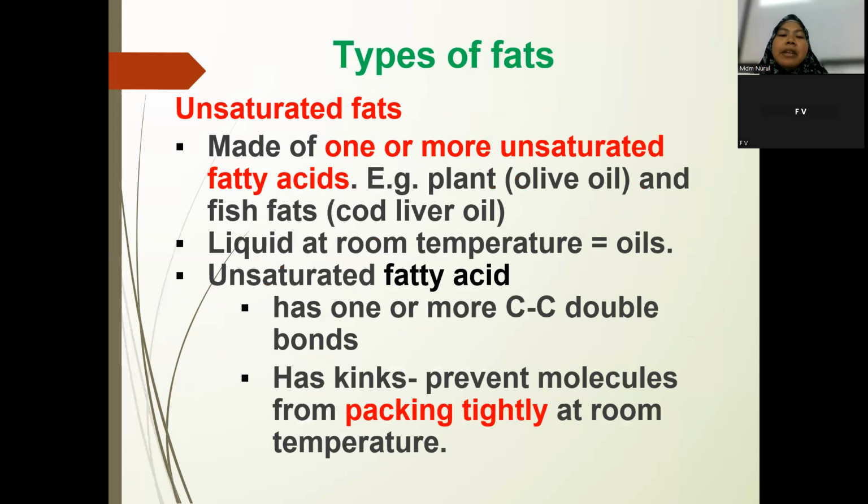Unsaturated fat. Okay. Unsaturated fat. Lemak tidak tepu. So, lemak tak tepu is made of one or more unsaturated fatty acid. Remember fatty acid ada berapa tadi? Ada 3. Mungkin antara 3 ni ada 1 atau ada 2 fatty acid yang unsaturated. Apa maksud unsaturated? Tak tepu. Apa maksud tak tepu kat sini? Unsaturated fat means 1 and 2. Apa maksud tak tepu tu ialah ini. Has 1 or more carbon to carbon double bond.